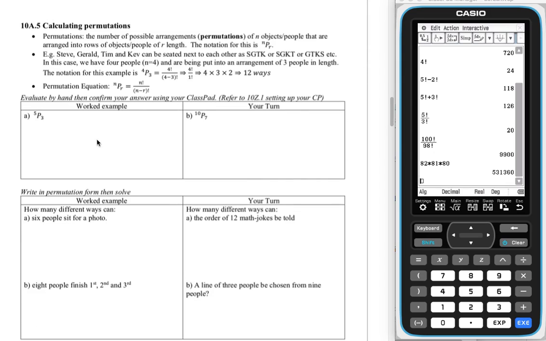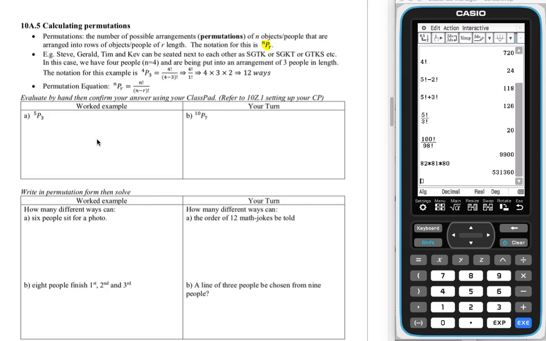Now in this case, we're doing 10a.5 and we have a bit to go through. So, first part, what is a permutation? Well, a permutation is the number of possible arrangements, which is called the permutation itself, of n objects or people that are arranged in rows of objects or people of r length. So, the notation for this, I'll just highlight it here, is nPr.